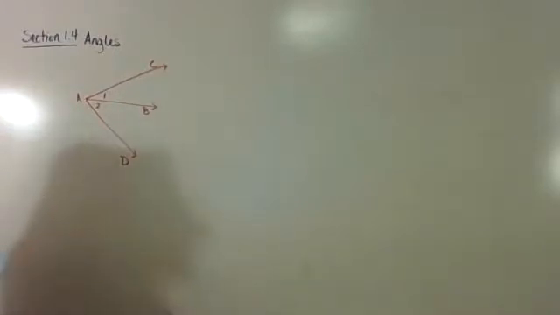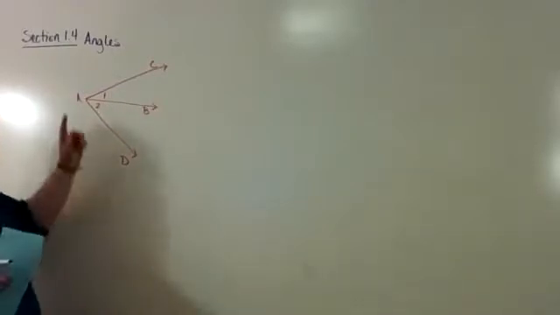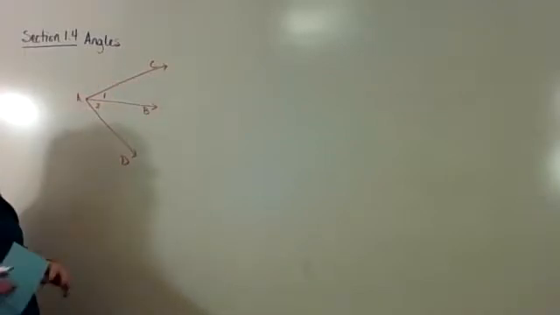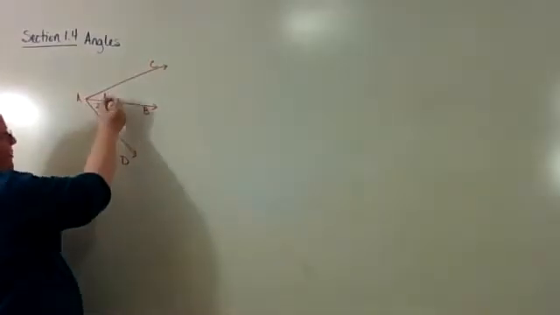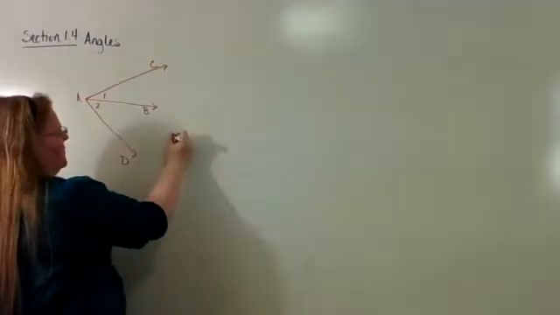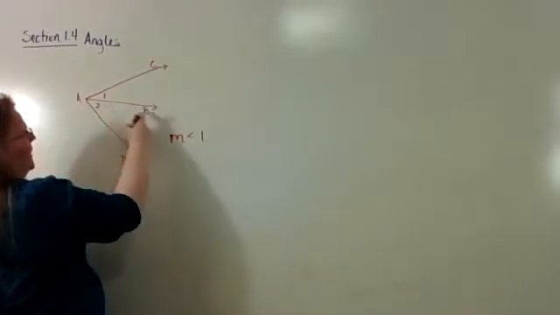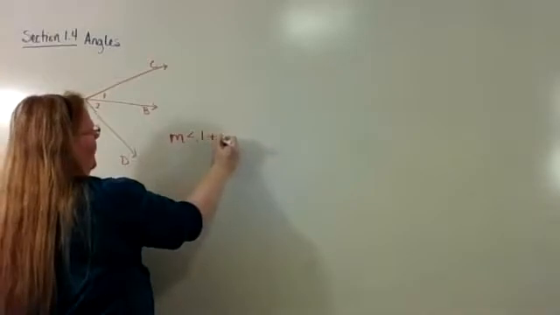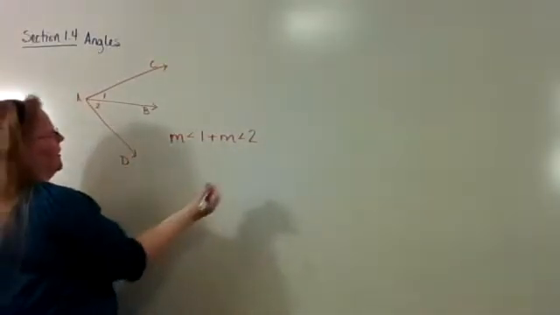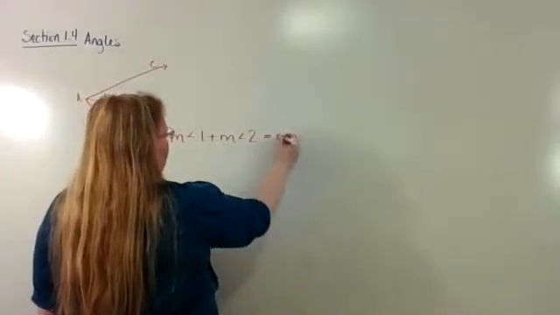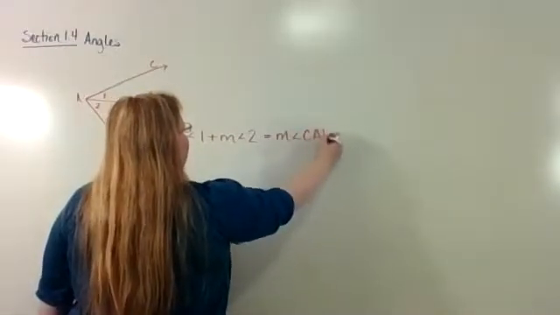And what they would say is, since ray AB is between rays AC and AD, that means it's going to form two separate angles, and you can take the measure of angle 1, which is CAB, and add the measure of angle 2, which is BAD, and you will get the measure of the big angle, which is CAD.